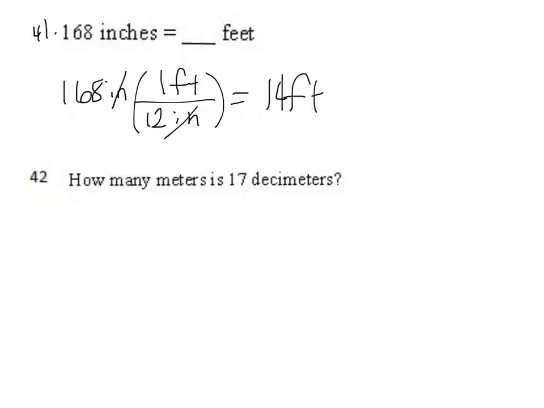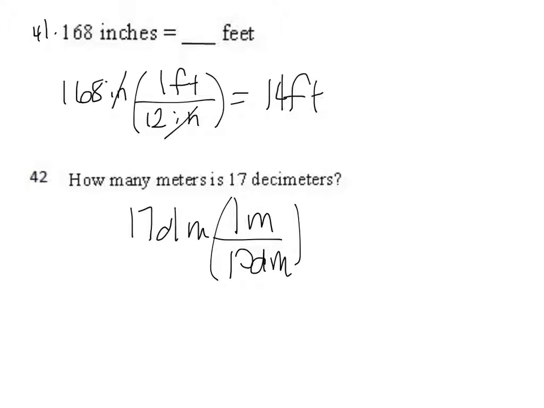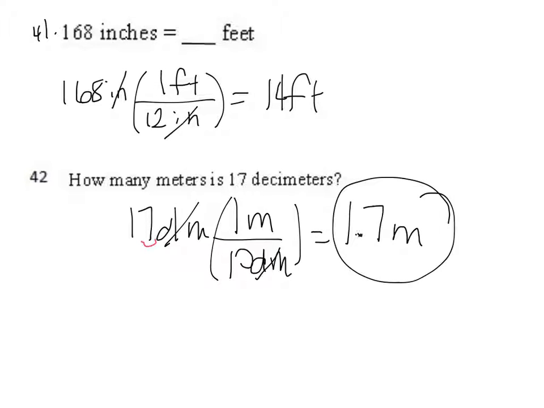Number 42 asked us to convert 17 decimeters to meters. Again, the conversion is printed on the test, so you will be able to see there are 10 decimeters in a meter. So again, I'm putting the decimeters on the other side of the fraction bar so it cancels out. If we divide by 10, all we have to do is move our decimal one place. So we don't need a calculator on this one. It'll be 1.7 meters, which is the wonder of the metric system. It's a decimal moving problem.